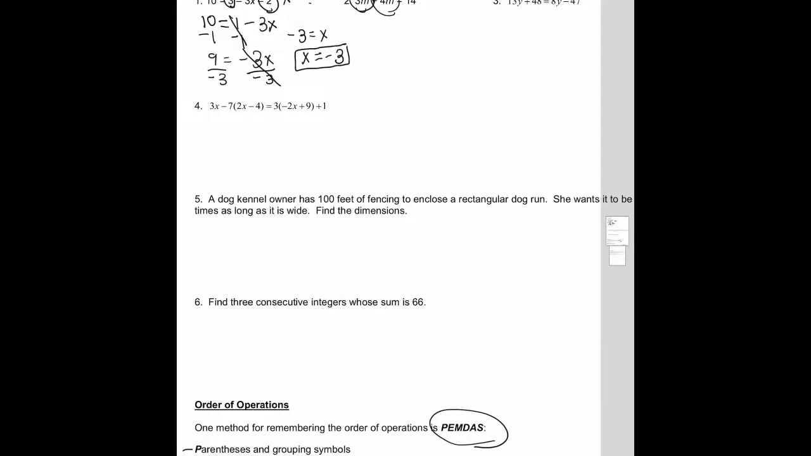All right, number 2. We again combine like terms, so 3m plus 4m will get us 7m.